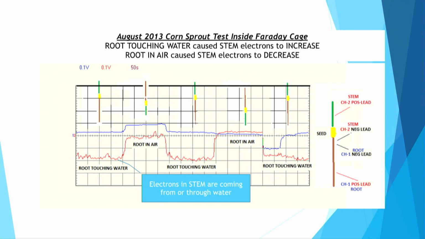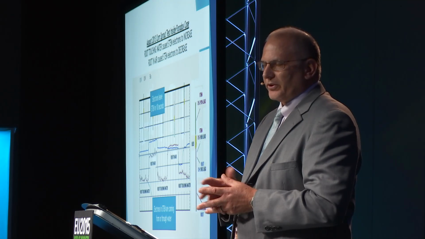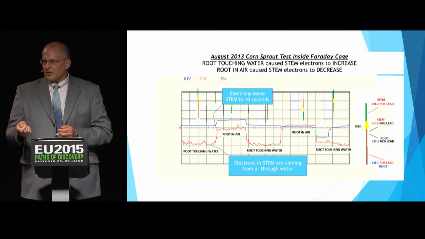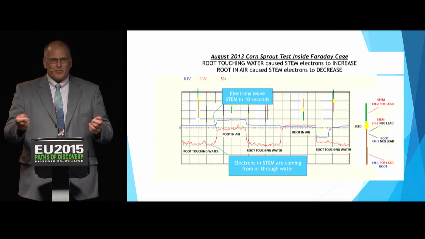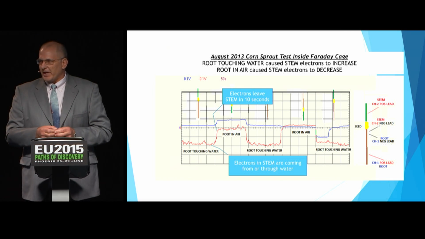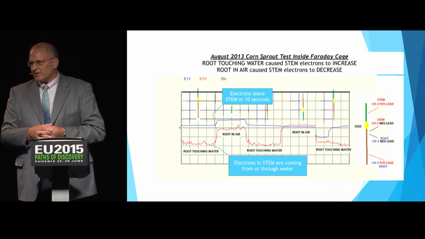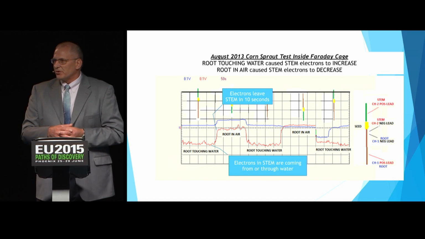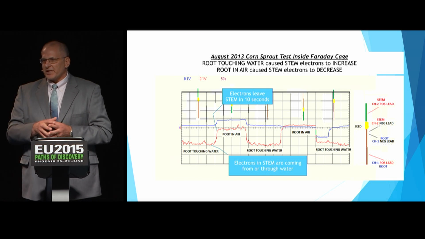That implies amperage flow. And then when I rotated the root into the air, it took about 10 seconds for the electrons to leave the stem. I don't know where they were going. There's wires hooked to this thing, so it's not natural. It could have been bleeding back through the oscilloscope, which is only about 1 megaohm of resistance or impedance, or they could have just been leaving the plant. The significance of this diagram is it shows that the electrons are coming from outside the plant. They're coming from or through the water to the root and moving up to the stem.